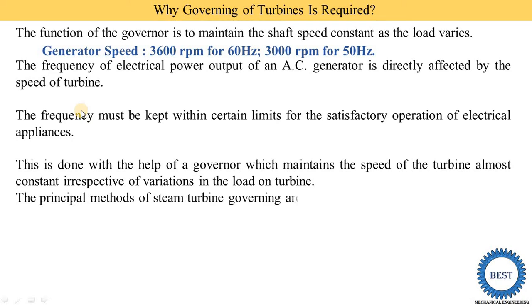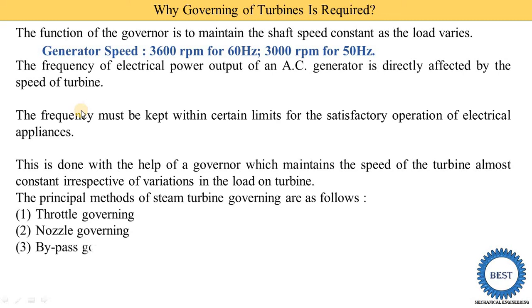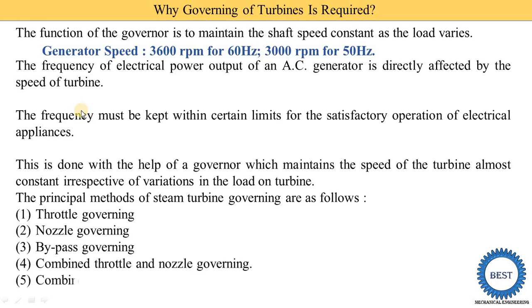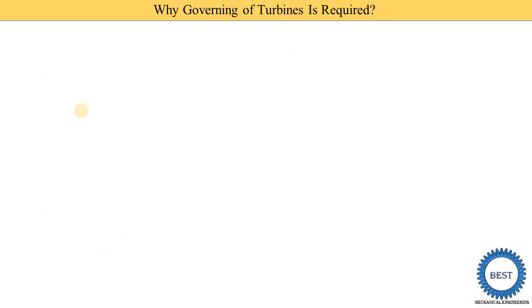According to that, we need to maintain the speed of the turbine constant. The principal methods of steam turbine governing are as follows. The first method is throttle governing, the second is nozzle governing, the third is bypass governing, the fourth is combined throttle and nozzle governing, and the last is combined throttle and bypass governing. So these are the basic theories of governing.